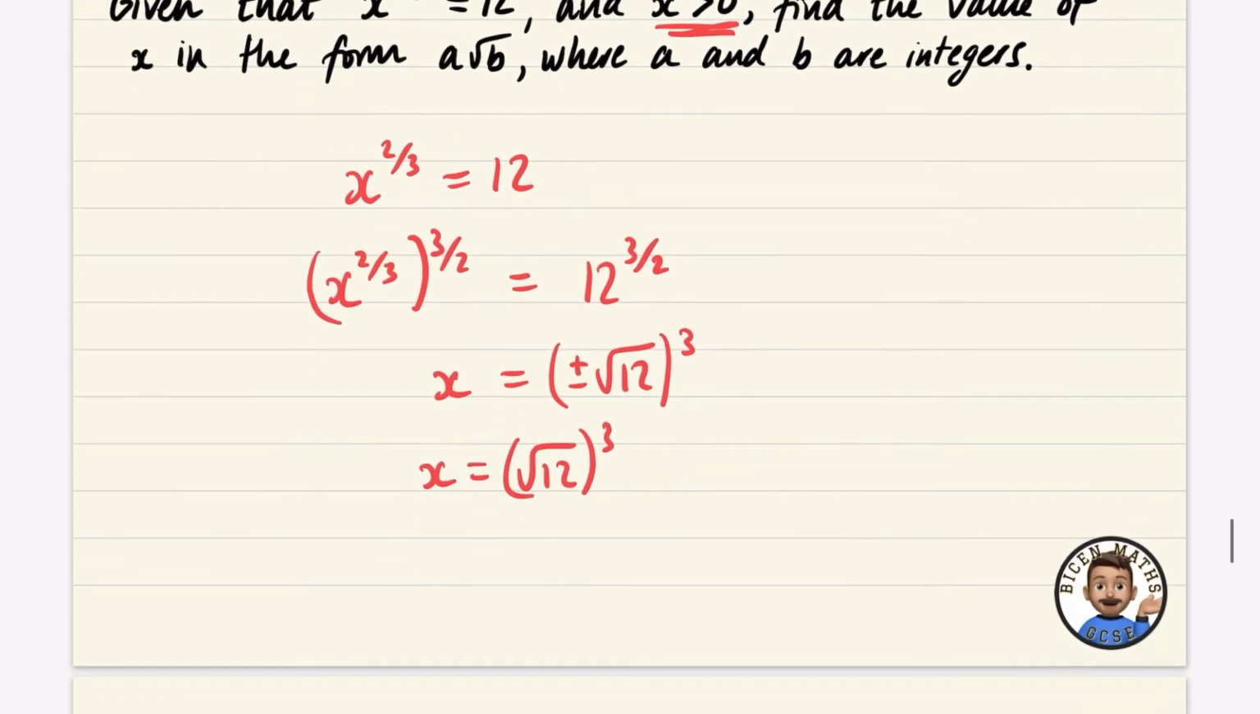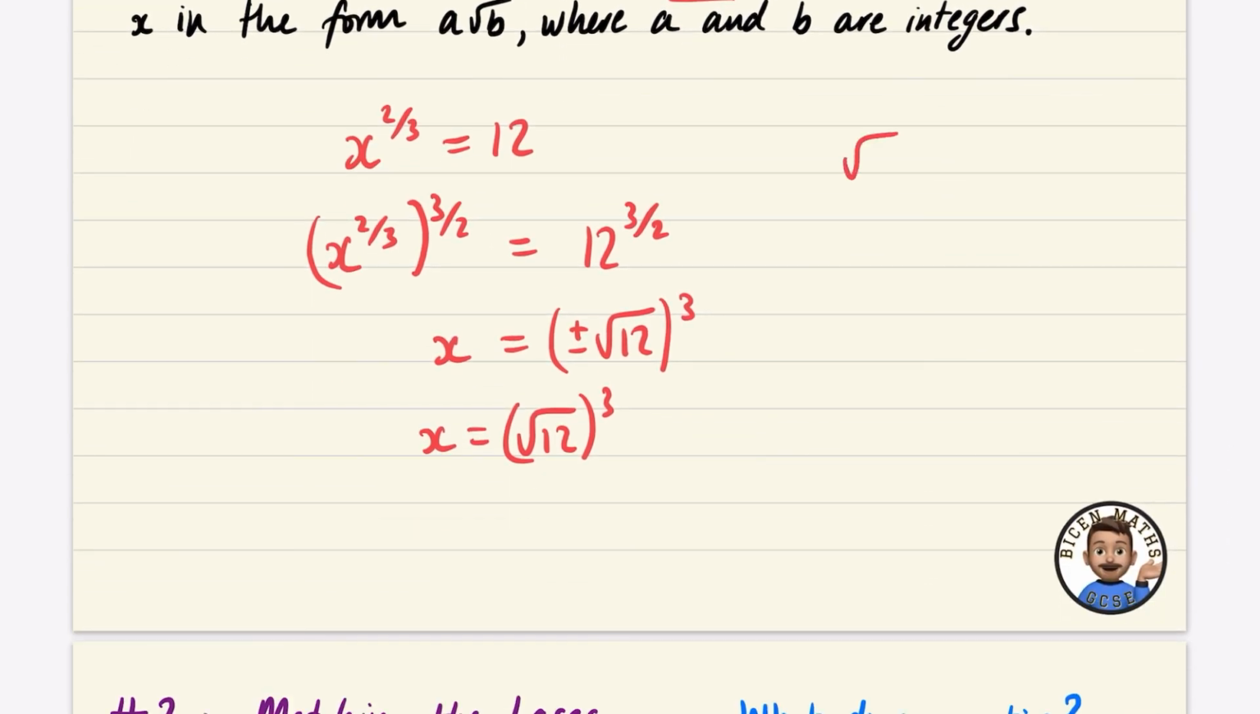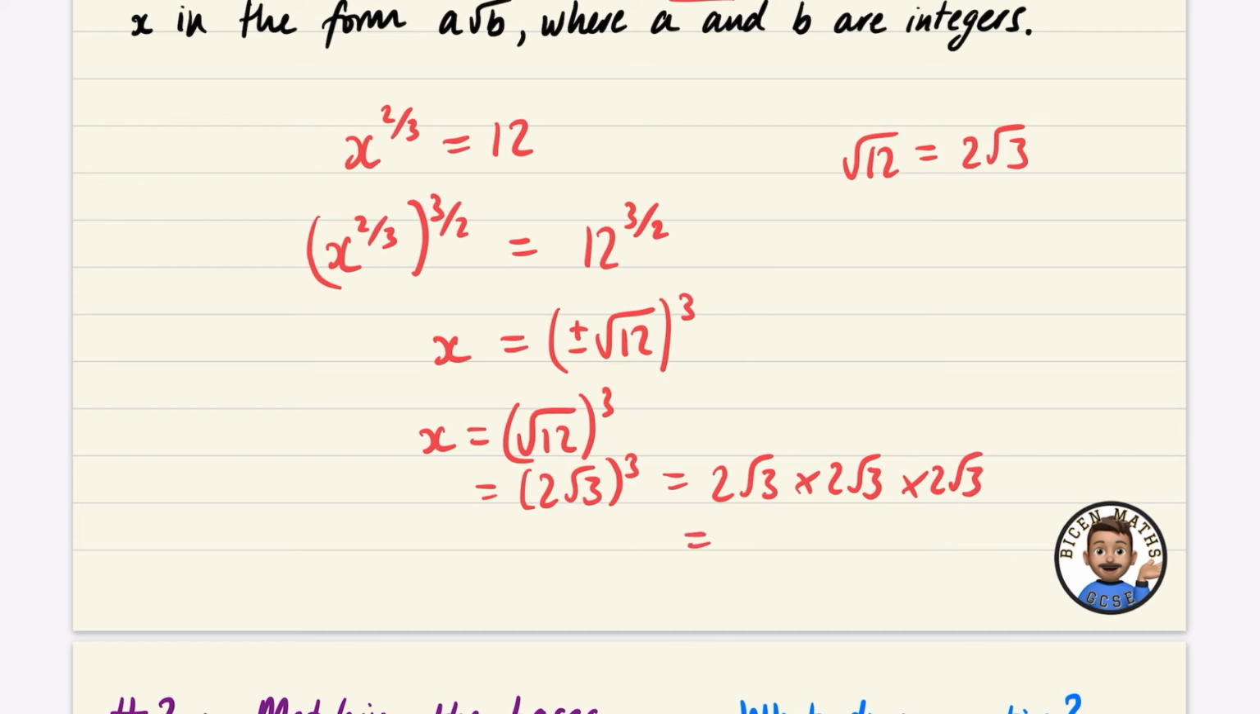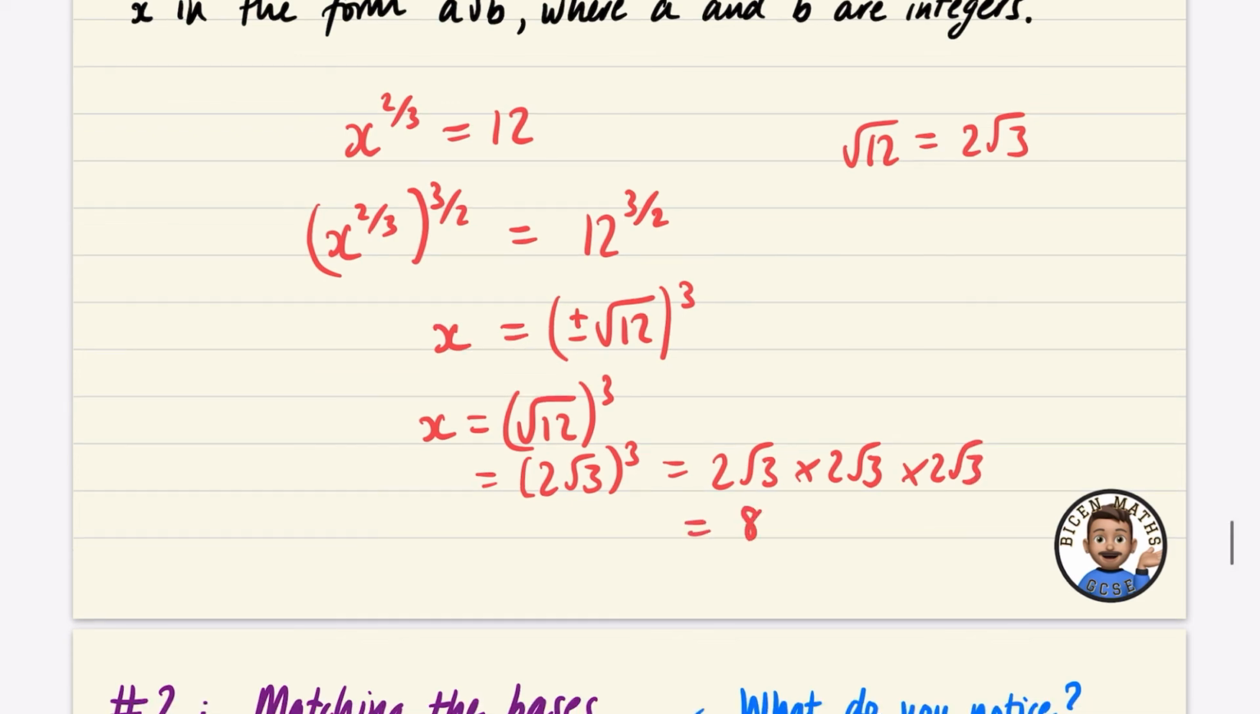Now, like I said earlier, you're going to want to simplify these thirds. Now we know that root 12 can be written as 2 root 3. So this is going to be 2 root 3 cubed. That's 2 root 3 times 2 root 3 times 2 root 3. And the 2 times 2 times 2 is 8. The root 3 times the root 3 is a 3, and we have another root 3. So our answer is 24 root 3.